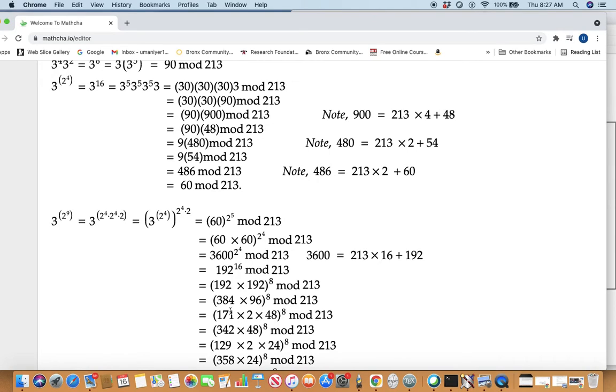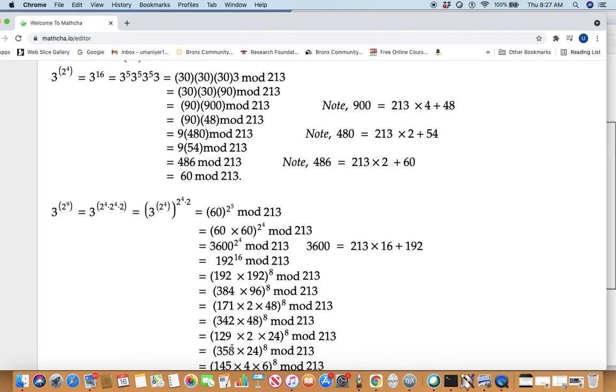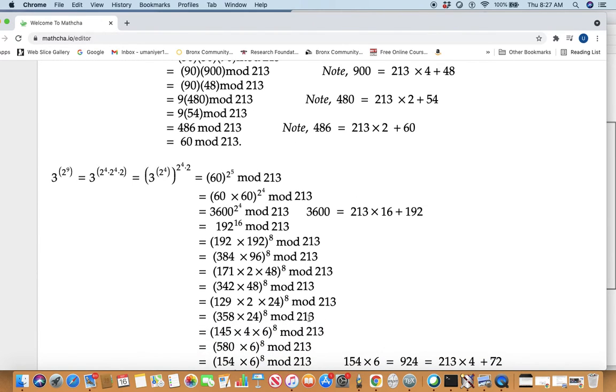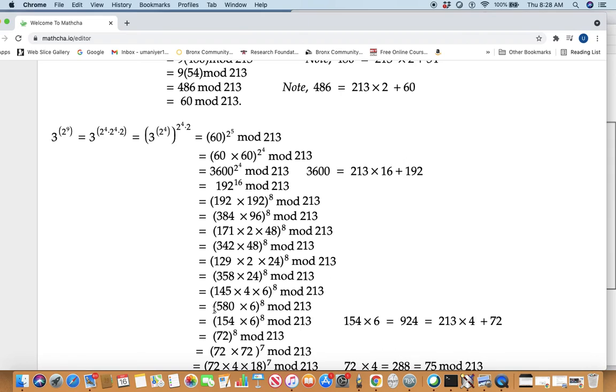Take another 2 away from here, 342. 48 left over. 342 modulo 213 is 129. Take another 2 from here. 358 modulo 213 is 145, 24 left over. I take 4 away from here. I could have taken 2. I was a bit ambitious. Took 4, 580.